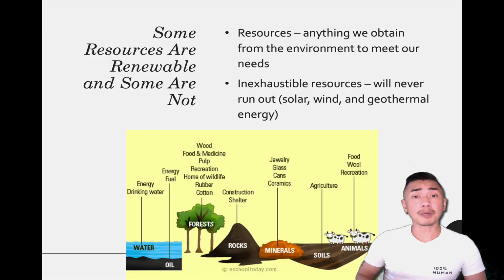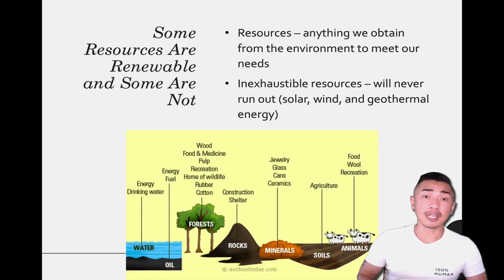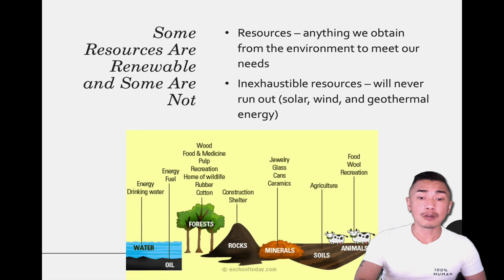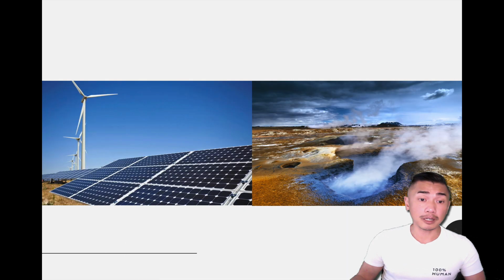We need to think about resources and how we handle our resources if we're to have a sustainable future. And resources refer to anything we obtain from the environment to meet our needs. There are inexhaustible resources, which are resources that will never run out. Things like sunlight, wind, and heat from inside the earth, which we can use to generate electricity.